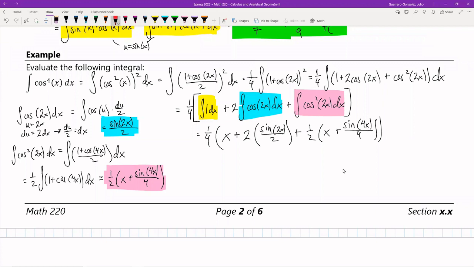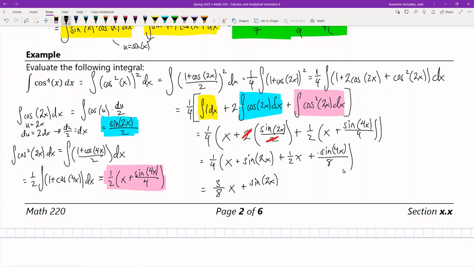Now I'm going to clean this up a little bit. The 2 on the bottom and the 2 here cancel, and then I can distribute my half into both of these. So I get left with 1 fourth x plus sine of 2x plus 1 half x plus sine of 4x over 8. And if you simplify this out enough, 3 over 8 x plus sine of 2x over 4 plus sine of 4x over 32 plus c. And we are done.